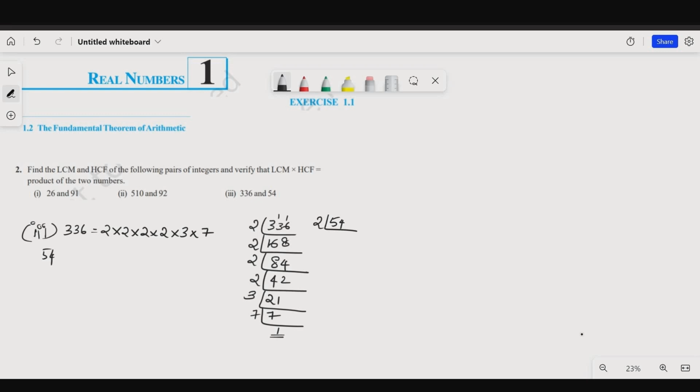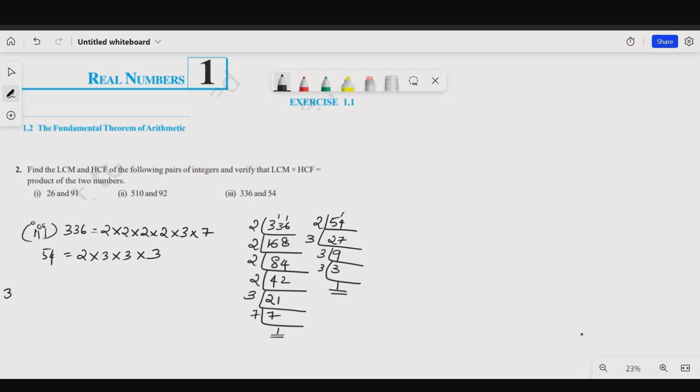So 2 is the smallest prime number that can divide 54, giving 27. For 27, the next smallest prime number that can divide it is 3, giving 9. Again 9 is divisible by 3, giving 3. 3 itself is a prime number, so it is divisible by itself. So 54 can be written as 2 into 3 into 3 into 3.